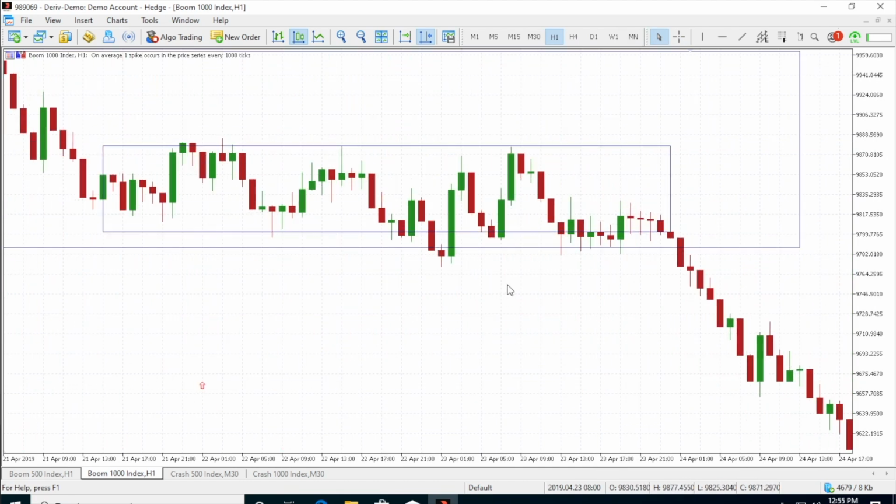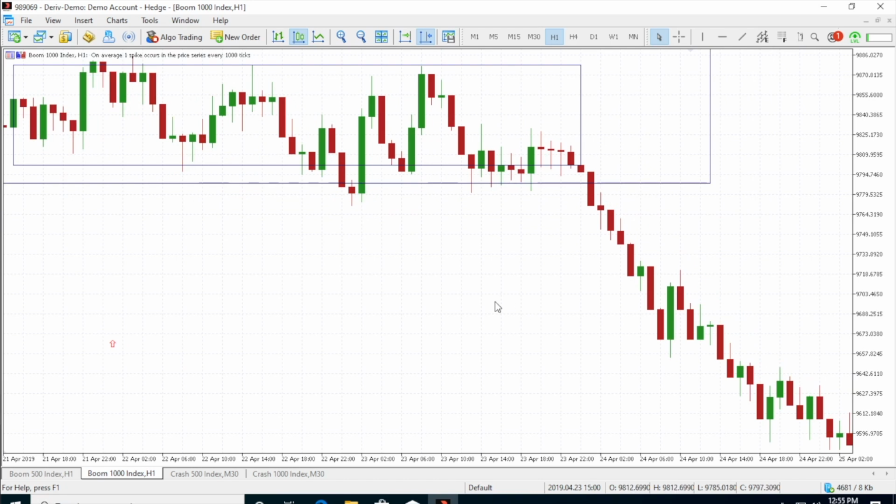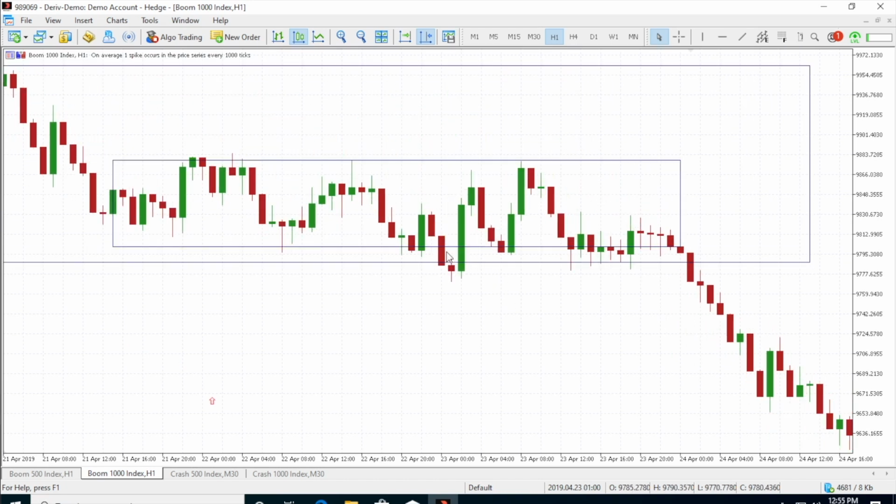Of course, trading a consolidation is very risky. I would recommend trading trend lines and chart patterns, but sometimes it's good to trade a breakout from the consolidation. If you see this one, it's very easy. It broke the smaller box, then again it broke the larger box here.